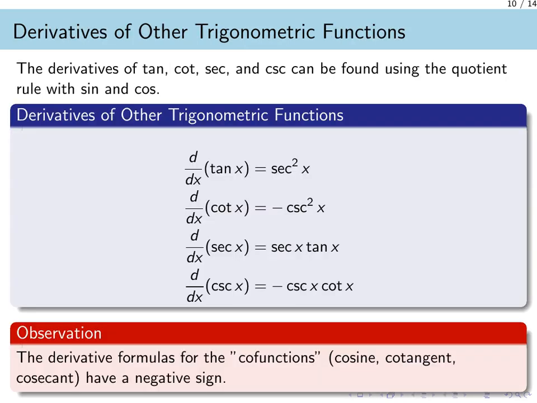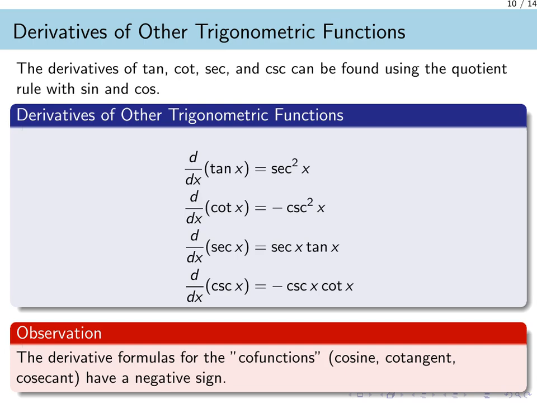Now that we know the derivatives of sine and cosine, we can find the derivatives for the other 4 trigonometric functions, as they are all defined using ratios of sine and cosine. We derive each of these rules by applying the quotient rule. For example, the derivative of tangent x is secant squared x, and the derivative of secant x is secant x times tangent x. The remaining 2 are the derivative of cotangent x, which is negative cosecant squared x, and the derivative of cosecant x, which is negative cosecant x, times cotangent x.